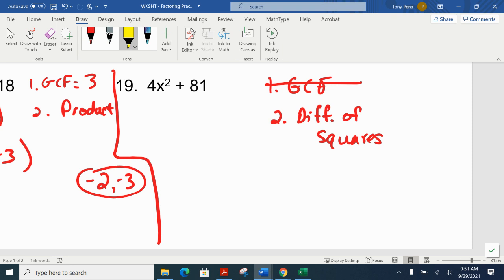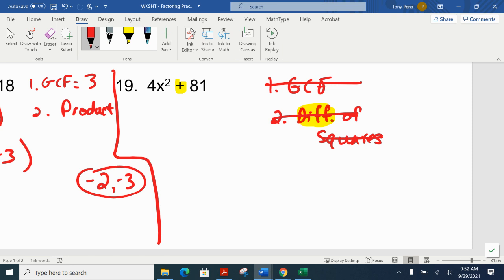So then we still need to check if there's a difference of squares. Do we have a difference? No, right? Difference means you're doing what? Subtracting. This is a plus. So it also means this is not a difference of squares. Those are the only 2 ways we can factor binomials, at least right now that we would know.